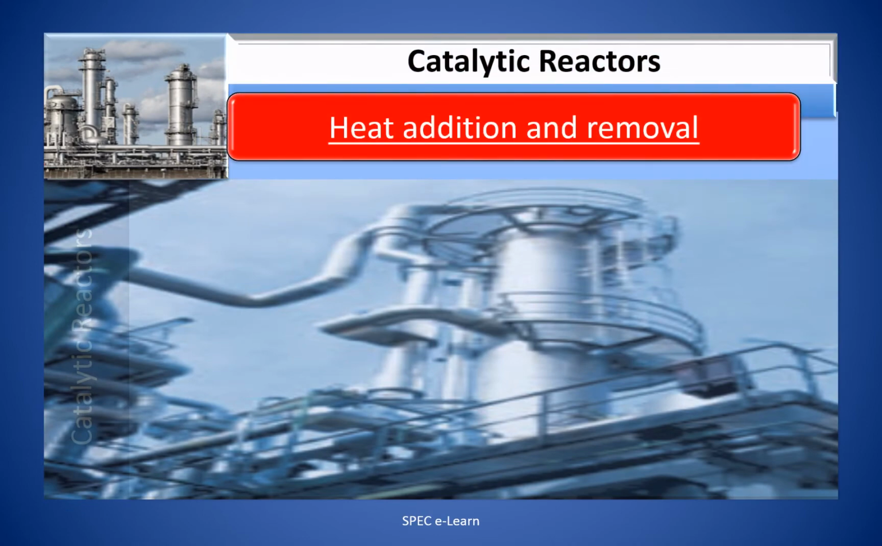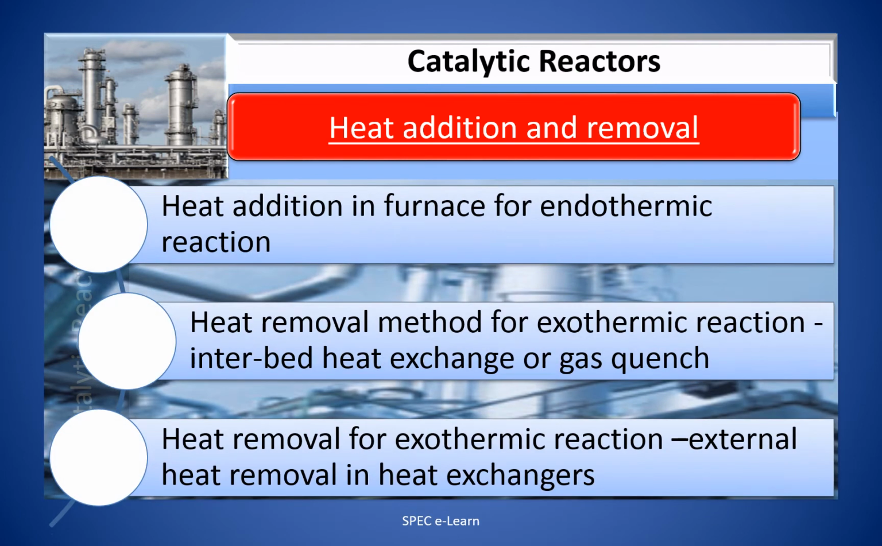Heat addition and removal strategies. Heat addition is required for endothermic reaction. One of the methods of adding heat is in a furnace, which is a fired heater. Heat removal methods for exothermic reaction include interbed heat exchangers or gas quench. Another method of heat removal for exothermic reaction is to install external heat exchangers for heat removal.